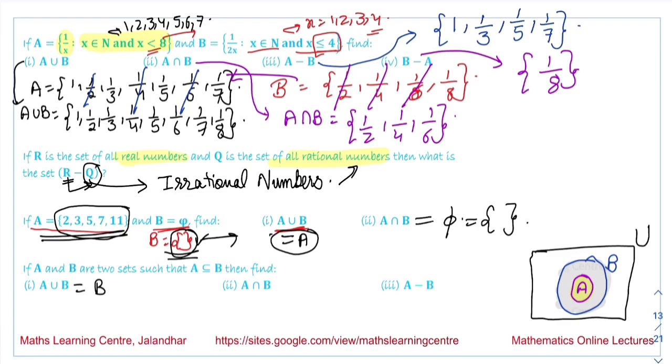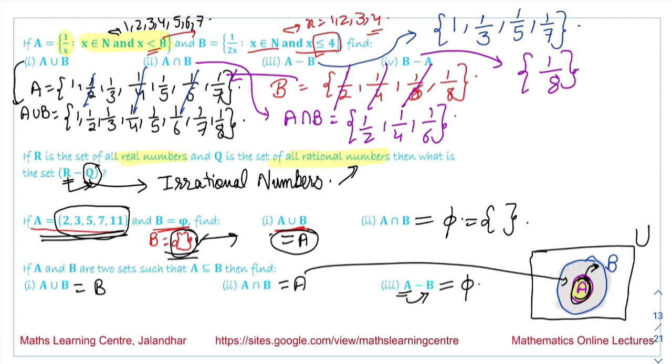What is A intersection B? What is common to both of these? That will be equal to A. This is the common region between both these sets. And what is A minus B? Now we are writing all those elements of A which are not members of B. But it is clear from here that all the members of A are also members of B. It means this set will be equal to φ.